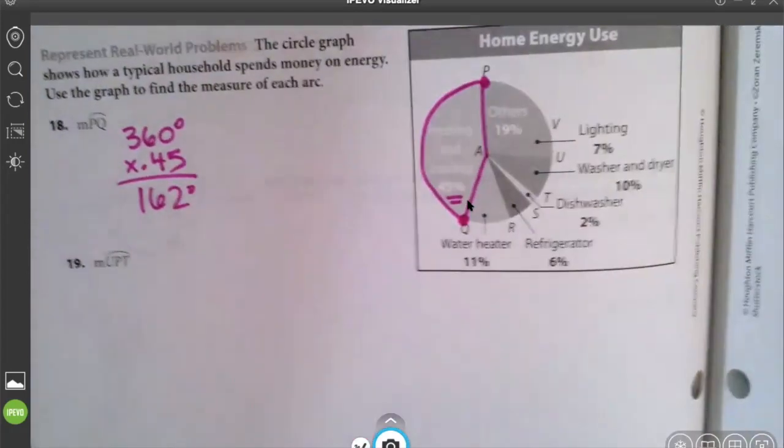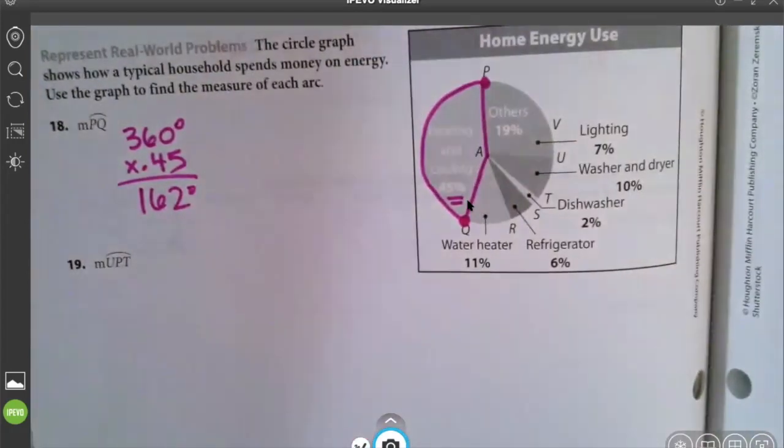Okay, that is how that works every time. You can do this with degrees. You can do this also with percentages. But sometimes, again, you're going to have to rely on that fact that there's 360 degrees total in the whole circle.